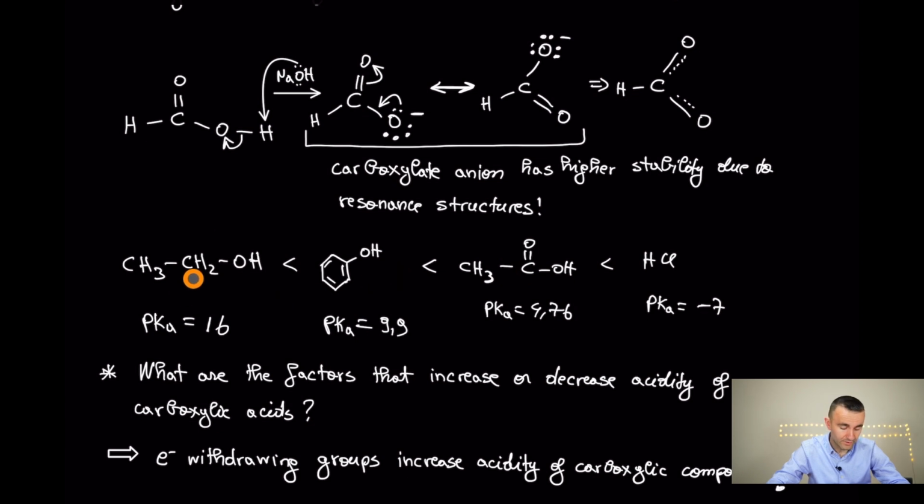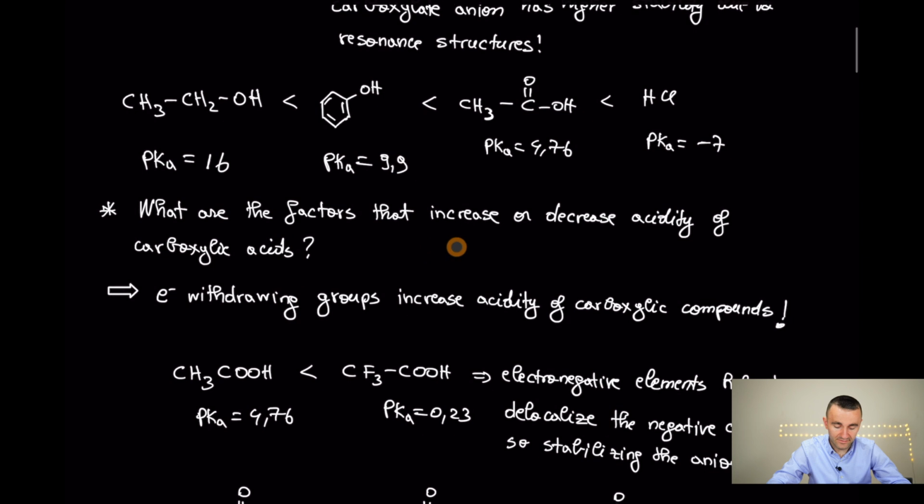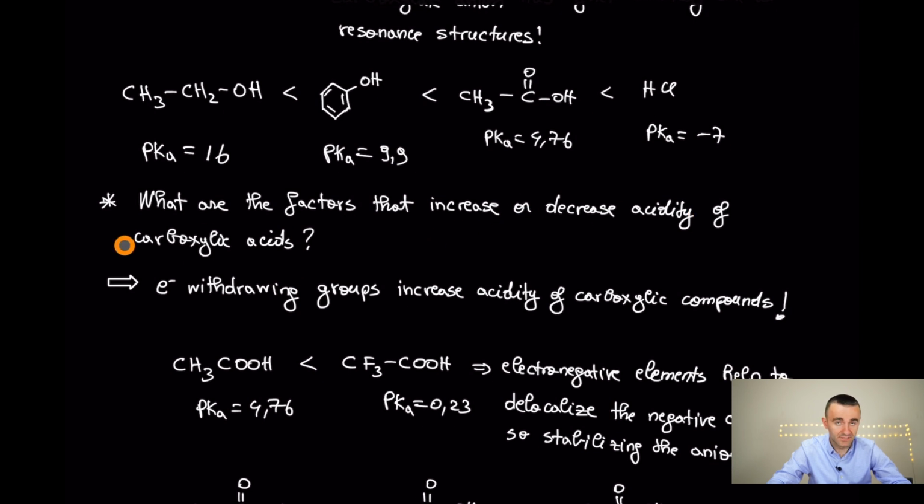But compared to ethanol, phenol itself has a million times difference due to the fact that phenol is capable of forming resonance structures. In this case, compared to phenol, carboxylic acid is an even stronger acid, but not compared to hydrochloric acid. Uncomparable, okay? What are the factors that increase or decrease the acidity of carboxylic acids?